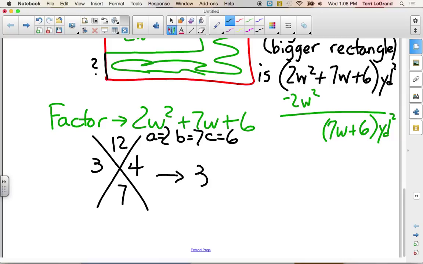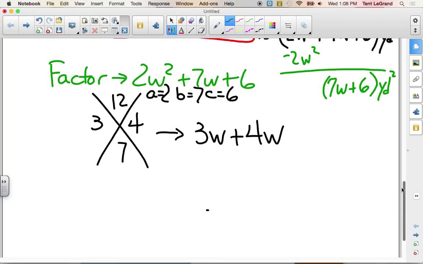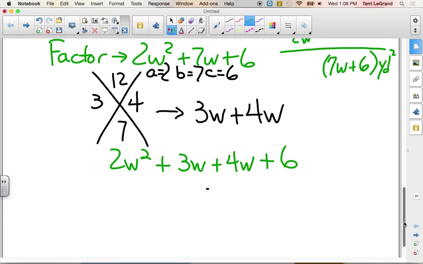That means we have 3W plus 4W, right? We just took that 7W and shared it. We're going to rename it, we're going to call it 3W plus 4W. So now we will take our trinomial and replace the middle term with our findings. And it's straight addition, so we can insert our parentheses and go to work factoring by grouping.